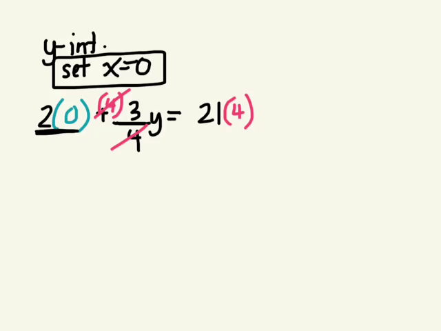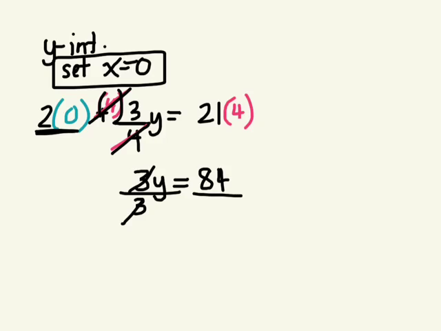Okay, 2 times 0 is 0. If I multiply this whole thing by 4, it cancels each other out. So I'm just left with the 3y. And 21 times 4, 84. You're always doing the opposite operation. Now we have 3y, which means 3 times y. What's the opposite of multiplying something by 3? That cancels out, right? So what do I have to do to the right side? Divide by 3. Y equals 28.